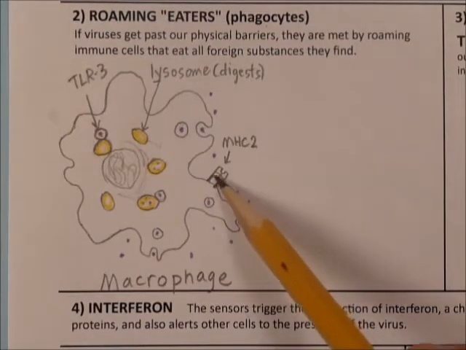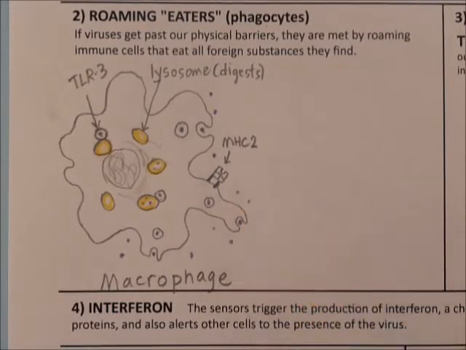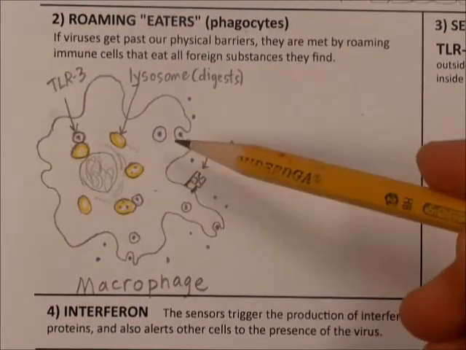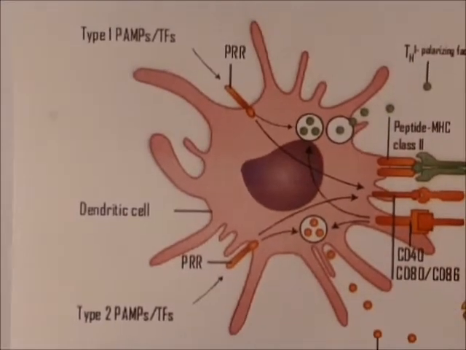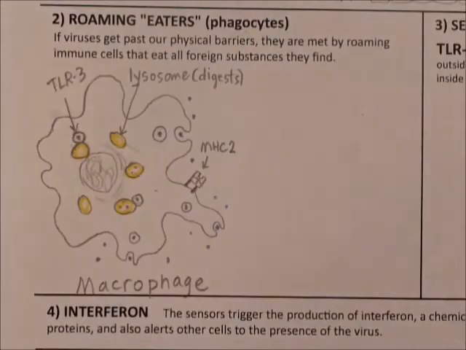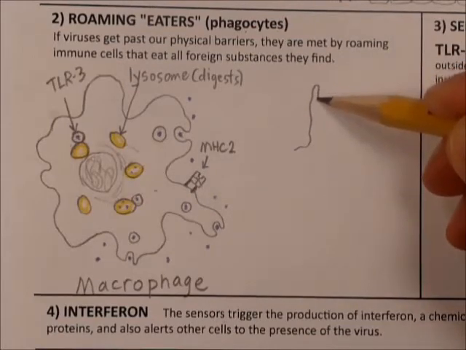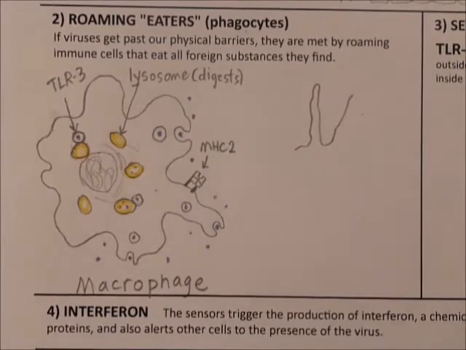And this will allow it to show viral particles to other immune cells. Now, the other cell, right here, is a lot like this. It just has skinnier arms. So it might look more like this. However, at the ends of some of these arms, wait, let me show you this one.